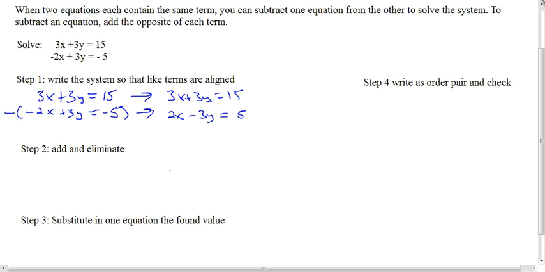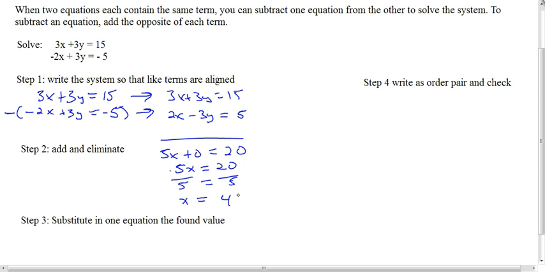Step 2 says now I can add and eliminate. As I add, I see 5x, plus 0, equal to 20. So all I have to do now, with 5x equal to 20, is divide both sides by 5 to isolate x. That gives me x is equal to 4.